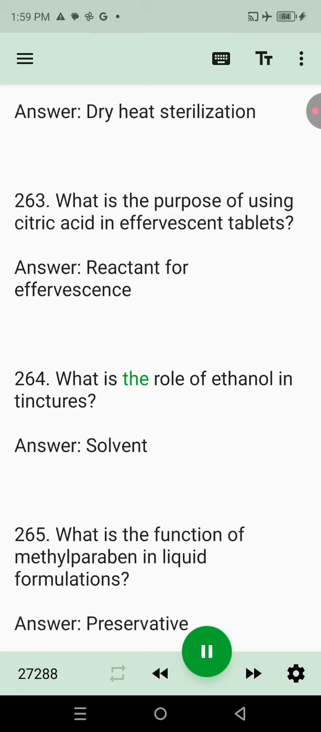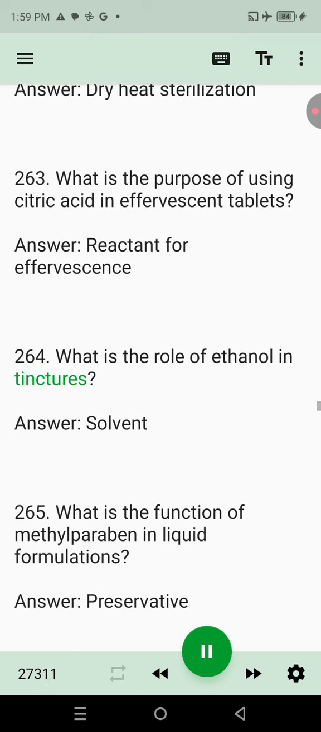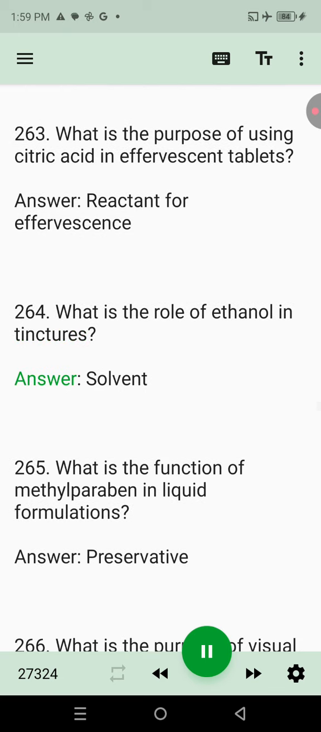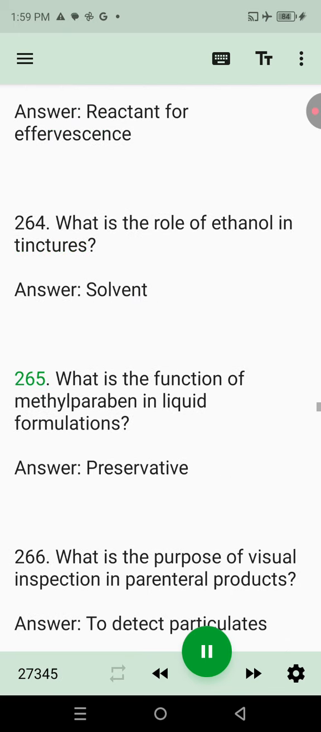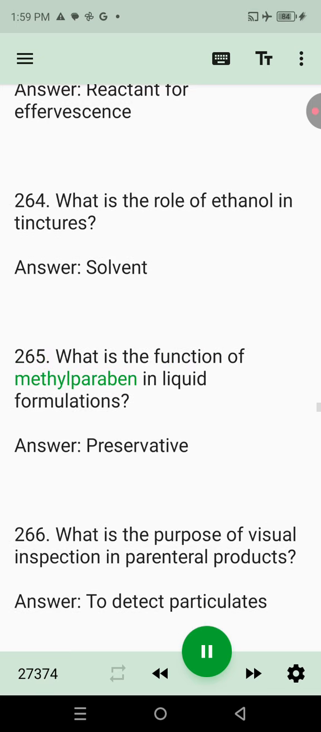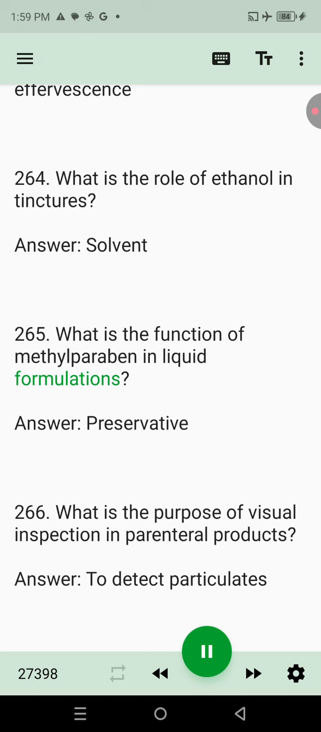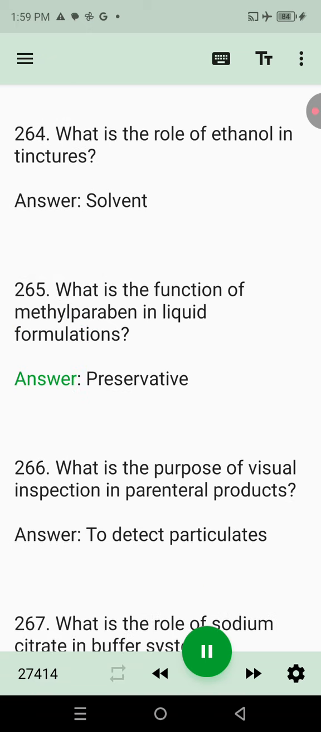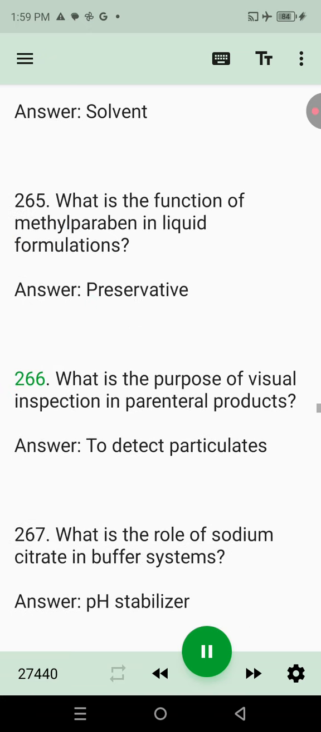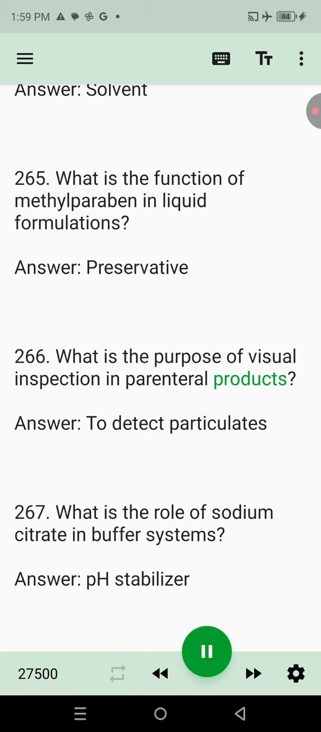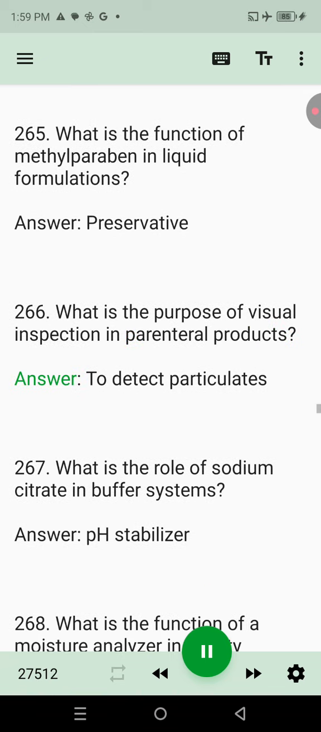264. What is the role of ethanol in tinctures? Answer. Solvent. 265. What is the function of methylparaben in liquid formulations? Answer. Preservative. 266. What is the purpose of visual inspection in parenteral products? Answer. To detect particulates.